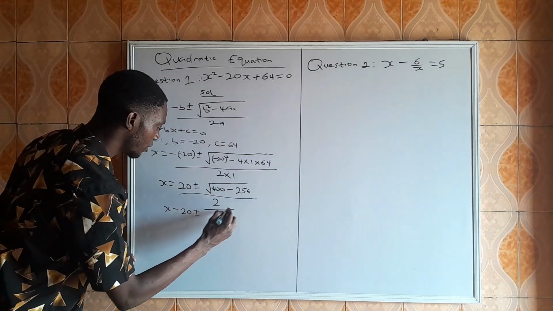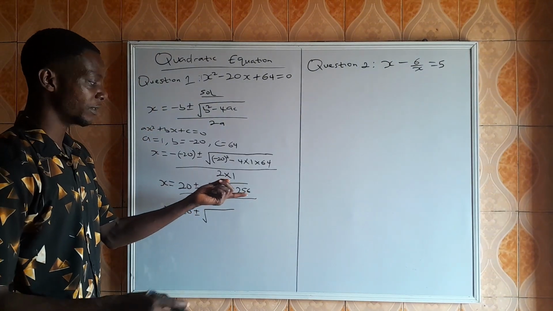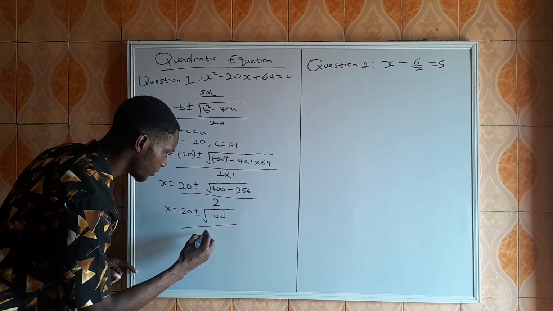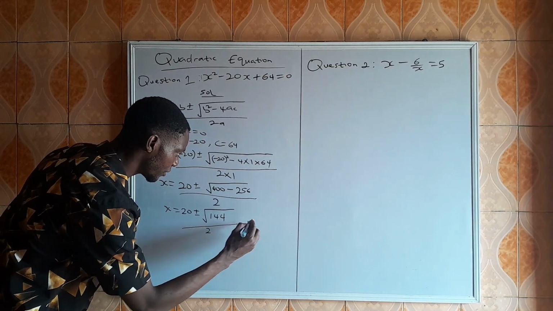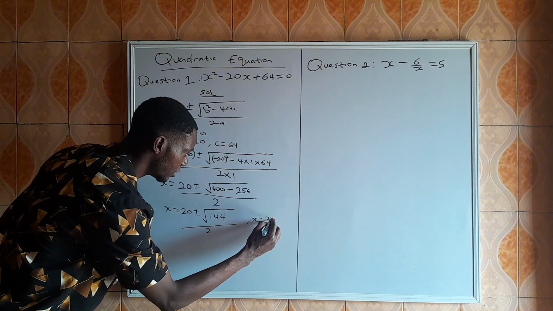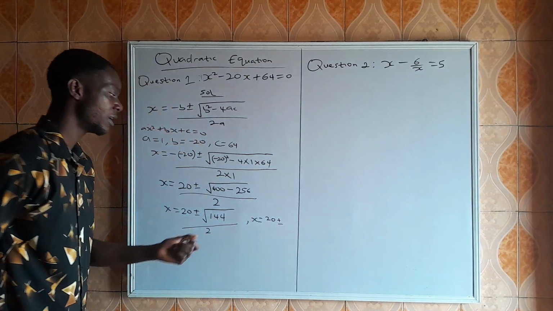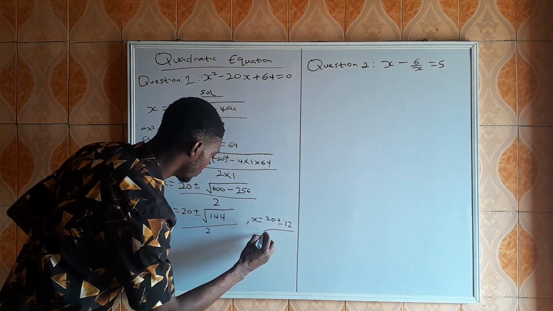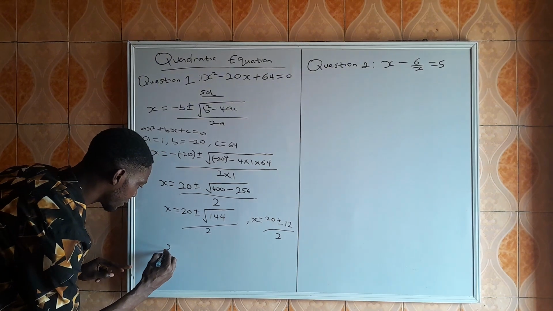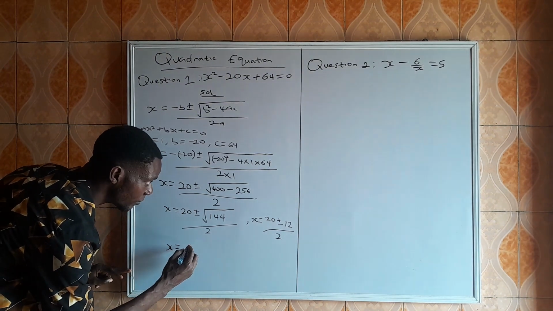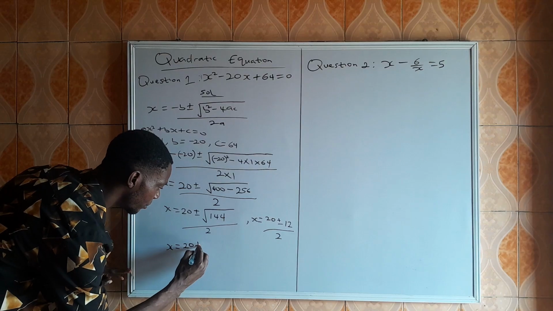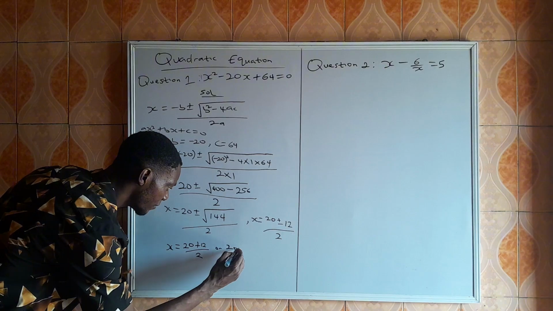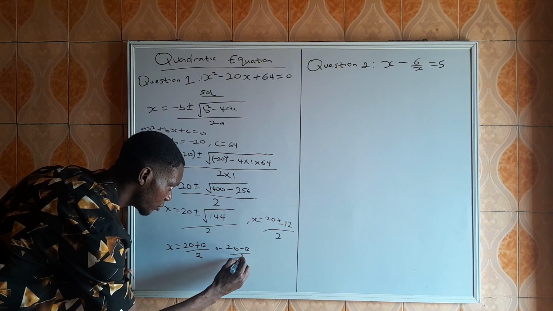Now, your 400 minus 256 will give you 144, divided by 2. So from here you have your s to be 20 plus or minus the square root of 144, which is 12, divided by 2. So either you have s to be 20 plus 12 divided by 2, or you have your s value to be 20 minus 12 divided by 2.